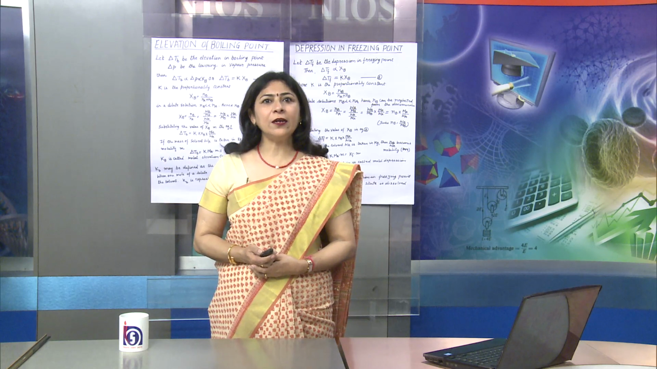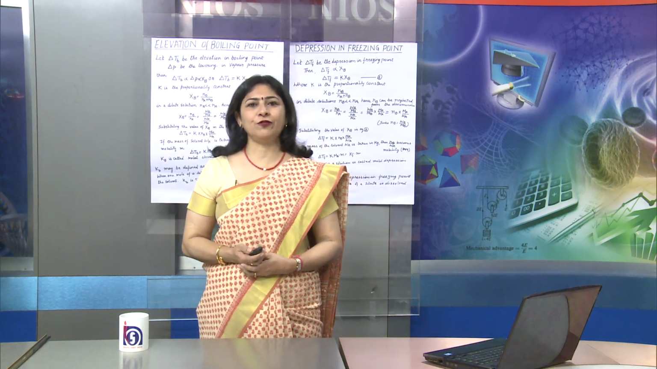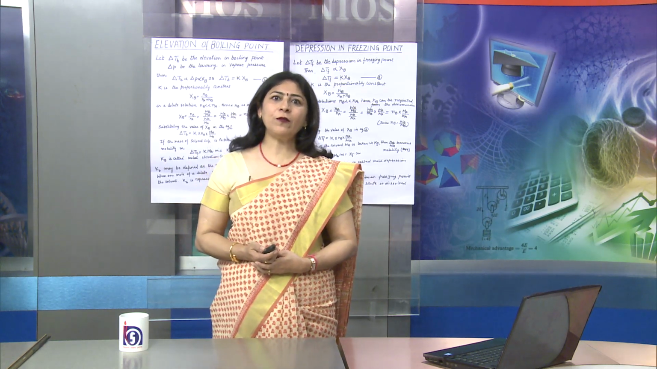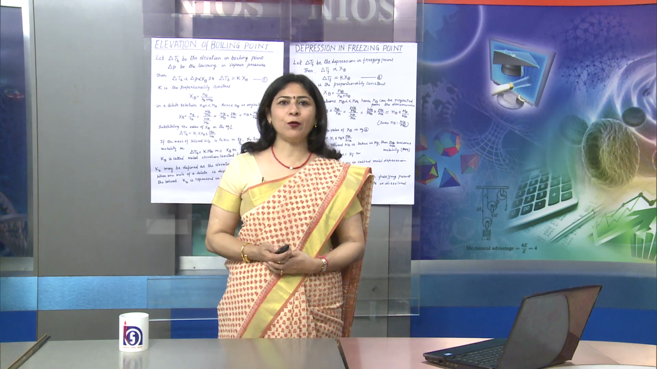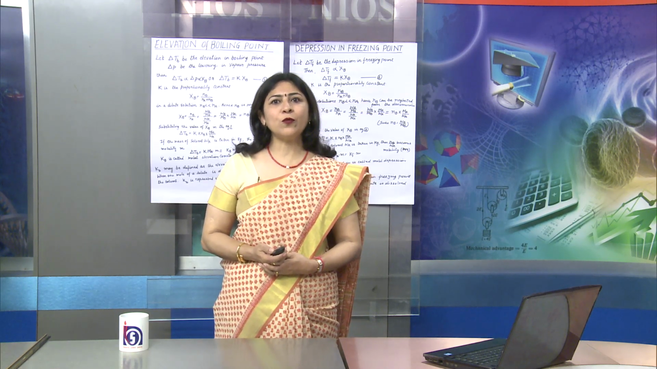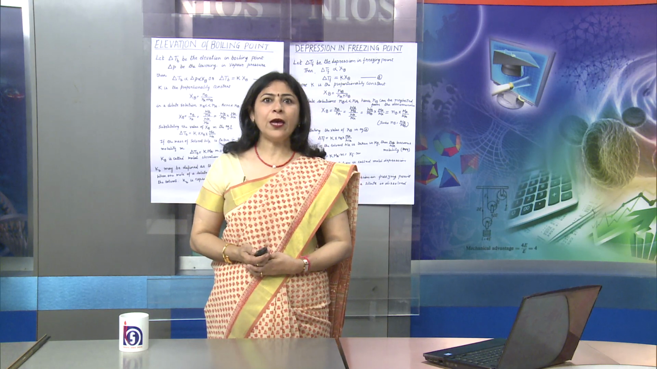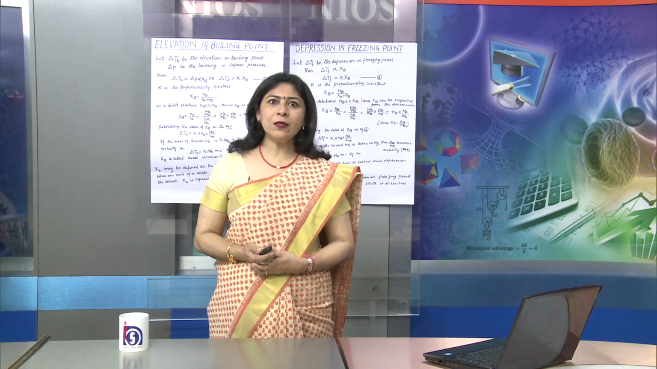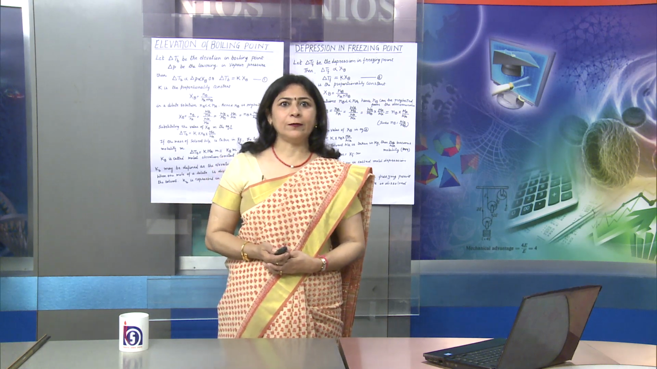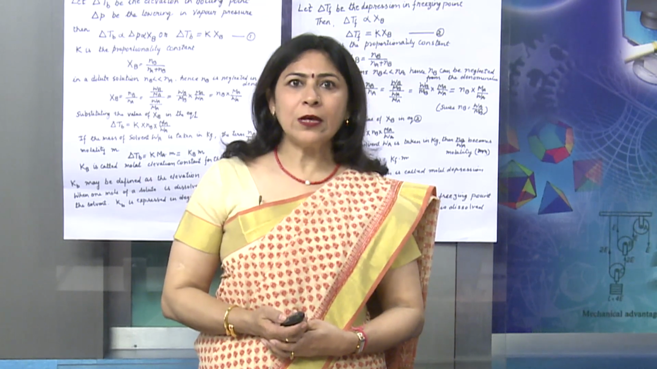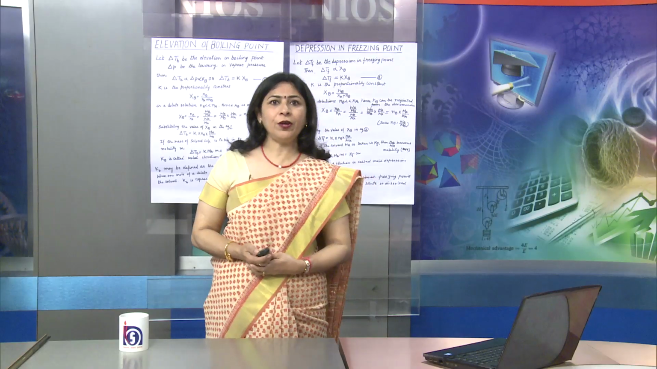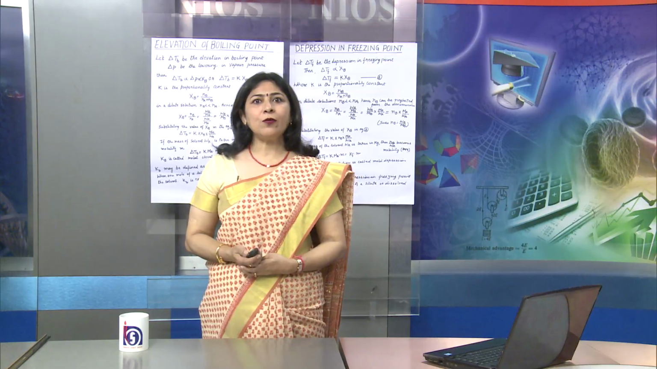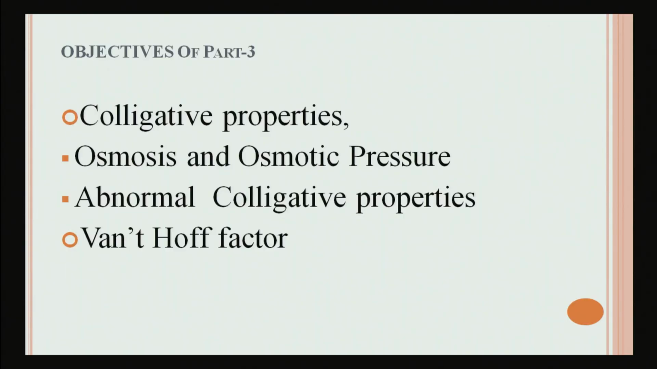We will be continuing Lesson 7, Solutions. During this part of the program, we will discuss colligative properties, osmosis and osmotic pressure, abnormal colligative properties, and van't Hoff factor. Colligative properties. So, in this part 3: colligative properties, osmosis and osmotic pressure, abnormal colligative property and van't Hoff factor.